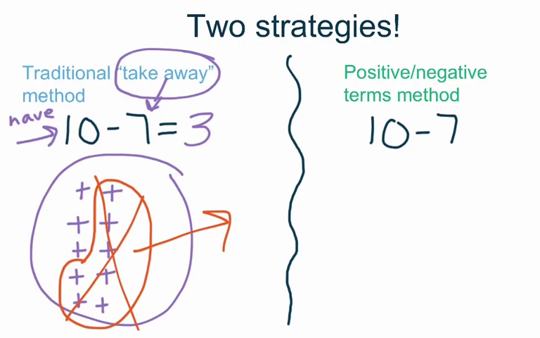The reason this has always worked with our positive numbers is because of the idea that the bigger number always goes first. I'm going to show you in some future problems how that doesn't work. But first, let's go over our positive-negative terms method.